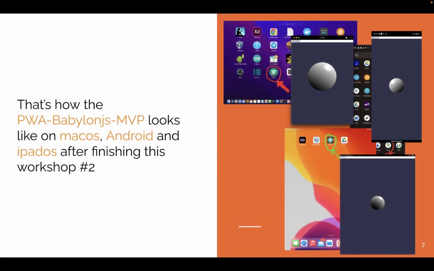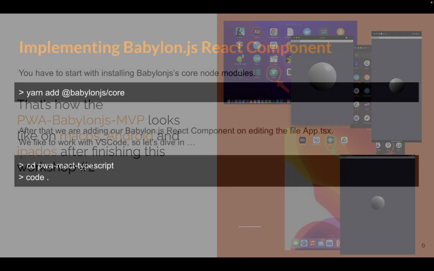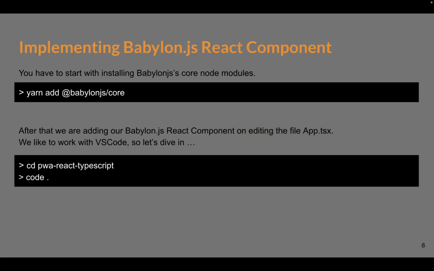That's how the PWA Babylon MVP looks on macOS, Android or iPadOS after finishing this workshop number 2. You have to add the Babylon.js core component with Yarn to our base project from workshop number 1 to start implementing our Babylon.js React component.